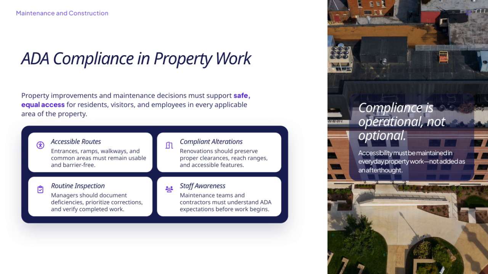Routine inspections play a big role here. Managers need to document any deficiencies, prioritize the necessary corrections, and ensure that all work is properly completed. It's also essential that maintenance teams and contractors are fully aware of ADA requirements before starting any job. Remember, compliance isn't optional or something to tack on later. It has to be built into the day-to-day operation and upkeep of the property to truly provide accessibility for all.